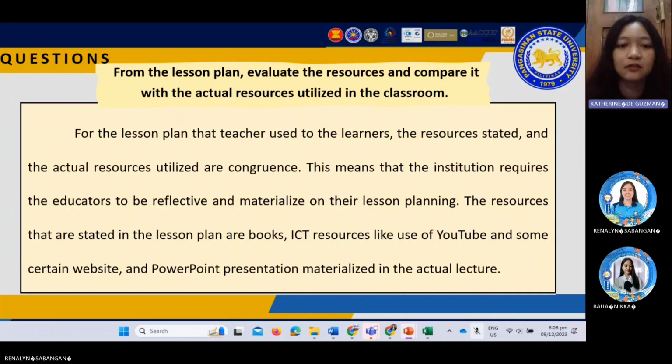For the last question, from the last lesson plan, evaluate the resources and compare it with the actual resources utilized in the classroom. For the lesson plan the teacher used, the resources stated and the actual resources utilized are congruent. This means that the institution requires the educators to be reflective and materialized on their lesson planning. The resources that are stated in the lesson plan are books, ICT resources like use of YouTube and some certain websites, and PowerPoint presentation materialized in the actual lecture.